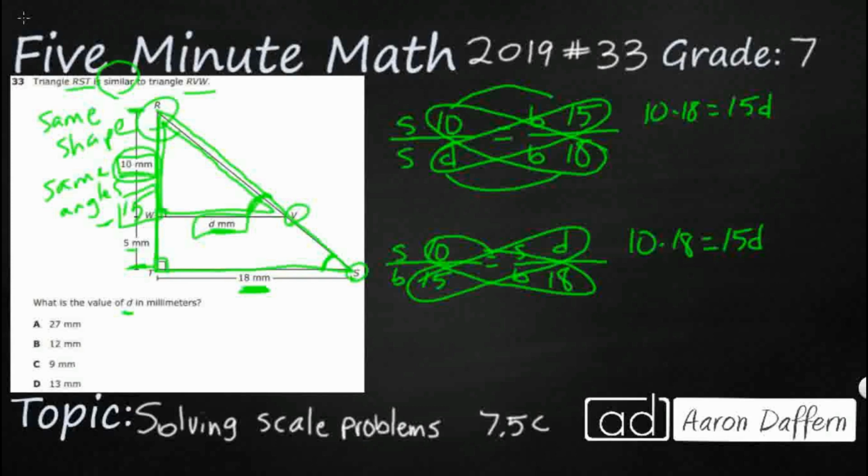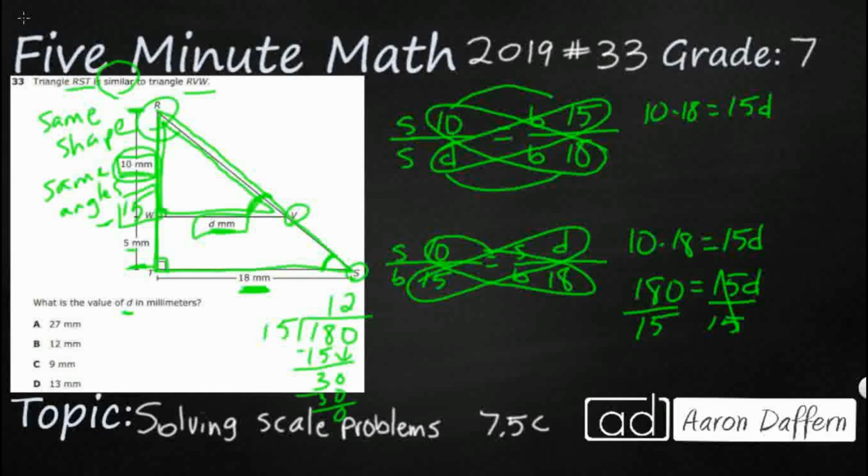So 10 times 18, that's 180. So 180 equals 15D. Let's just divide both sides by 15, which is going to cancel those out. So let's see, 15 into 180. That's going to go in there once, remainder of 3. Oh, look at that, nice and even. 15 goes into 30 twice. No remainder, no decimal. That's going to be nice. So D is going to equal 12.